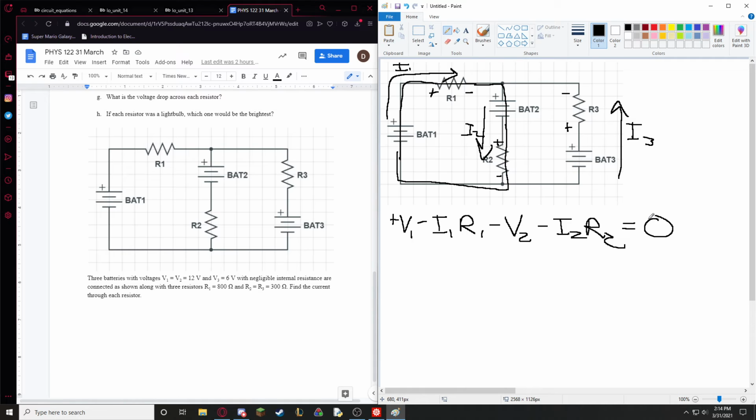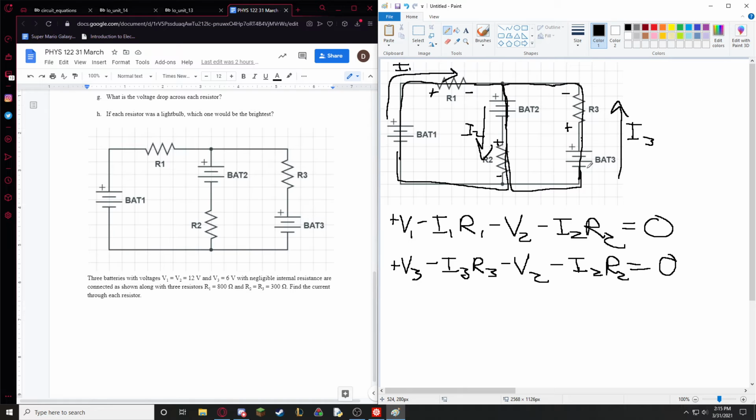Let's go ahead and draw another loop. Let's start right here. We'll go up through V3, so plus V3. And then we go up through R3, so it'll be minus I3 R3. Go around here. We'll go down through V2, so minus V2. And then minus I2 R2. And we come back to our original location. And we know it all has to equal 0.